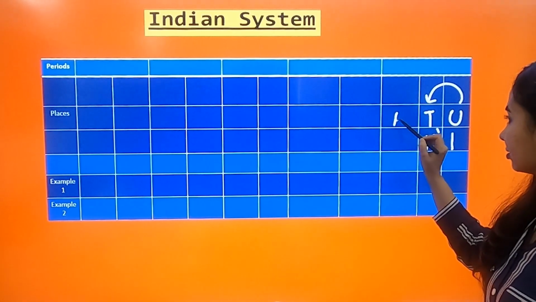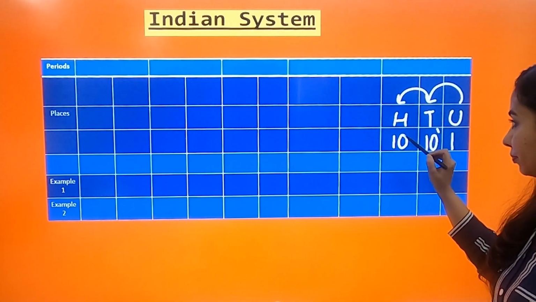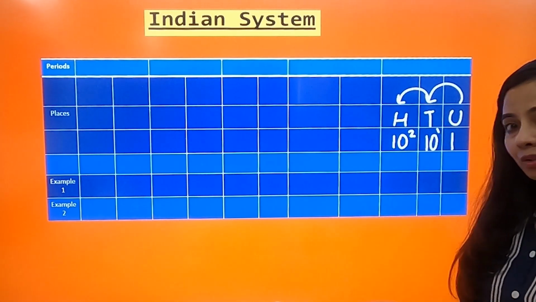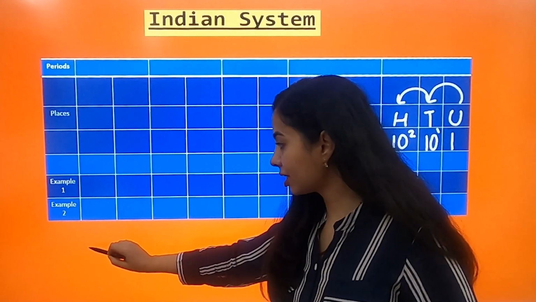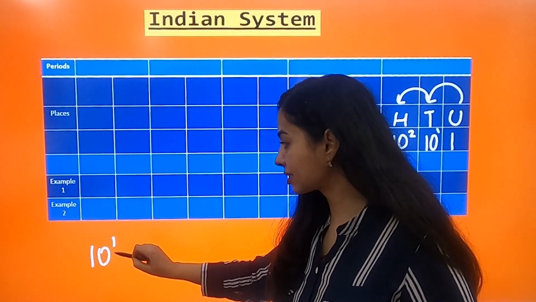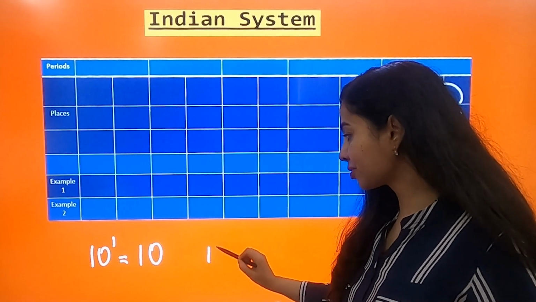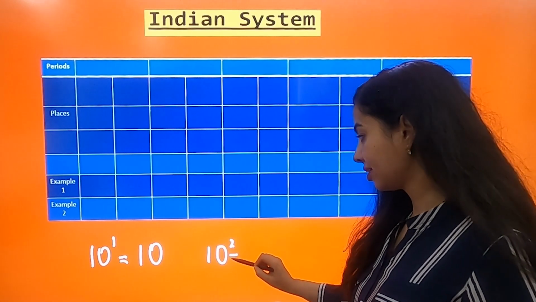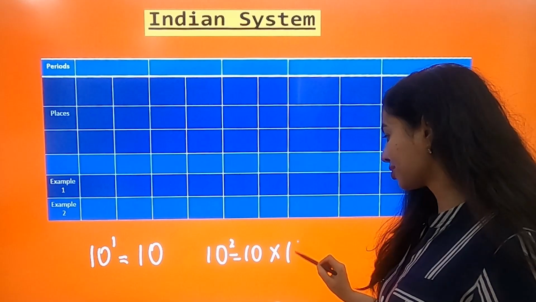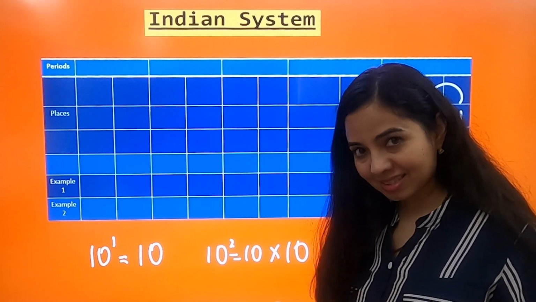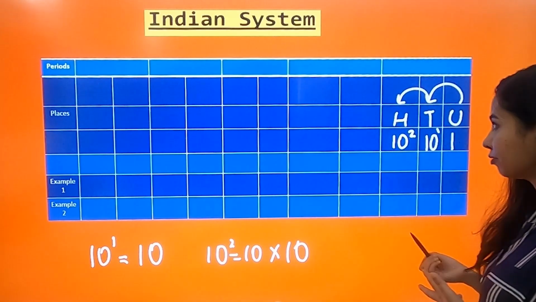Then 100, then 10 raised to the power 2. Before we go further, I need to clarify this raised to the power concept. 10 raised to the power 1 means 10 is multiplied once. 10 raised to the power 2 means 10 is multiplied twice. 10 raised to the power 3 means 10 is multiplied 3 times and so on.